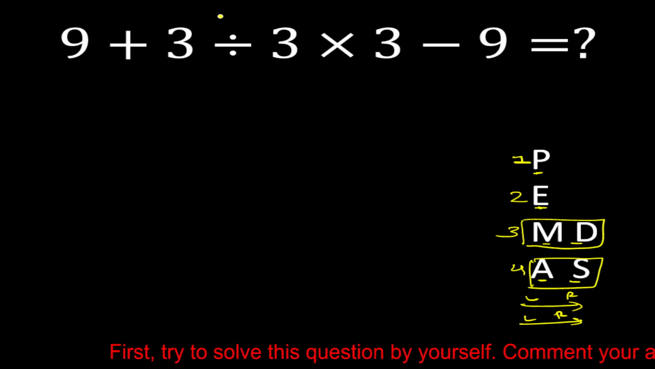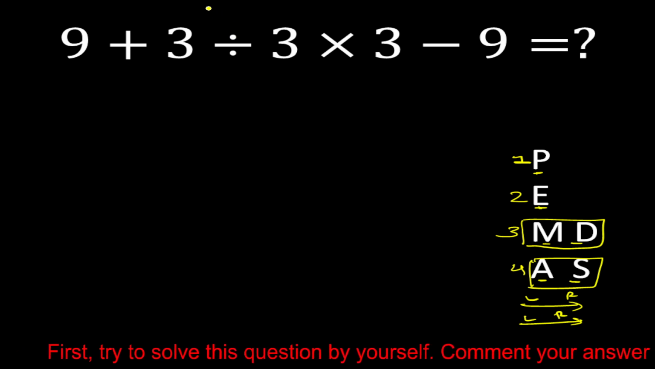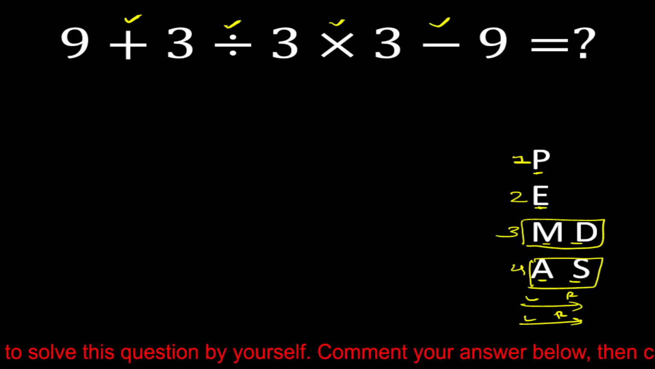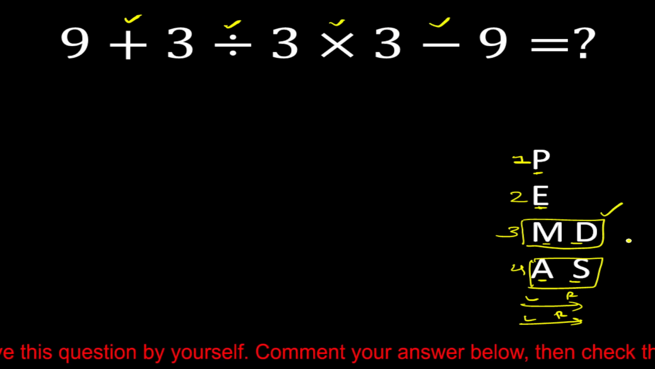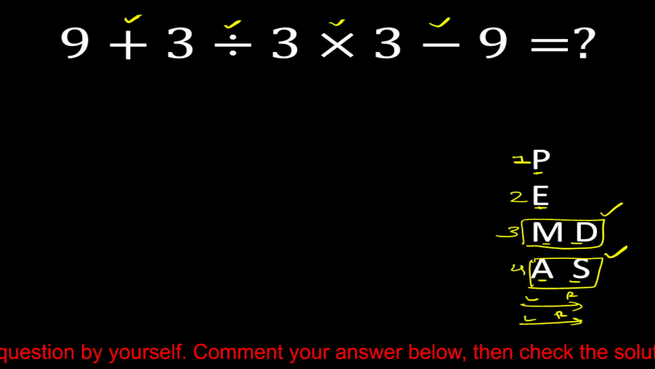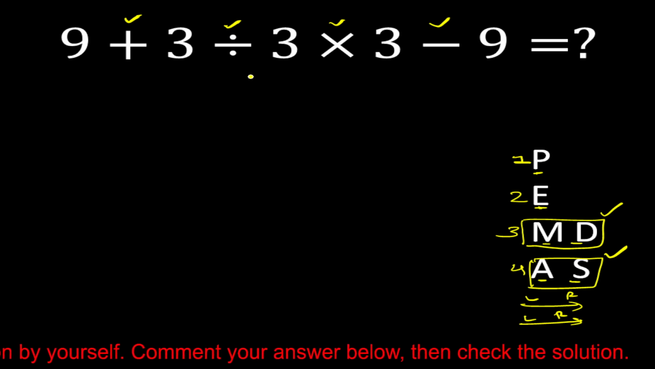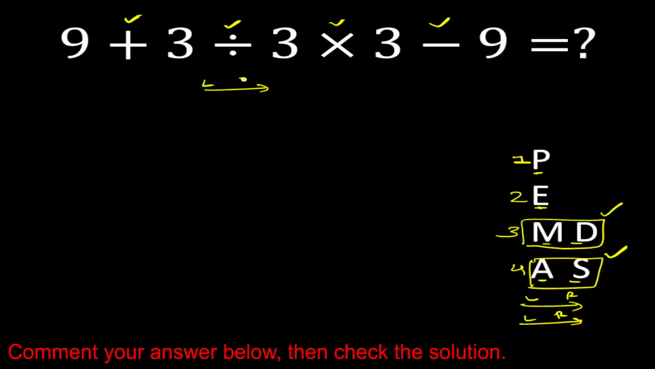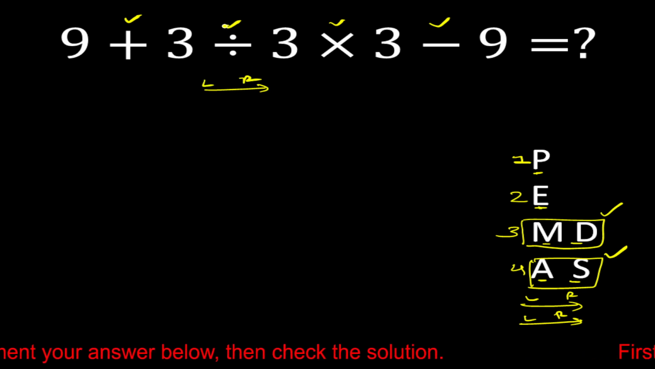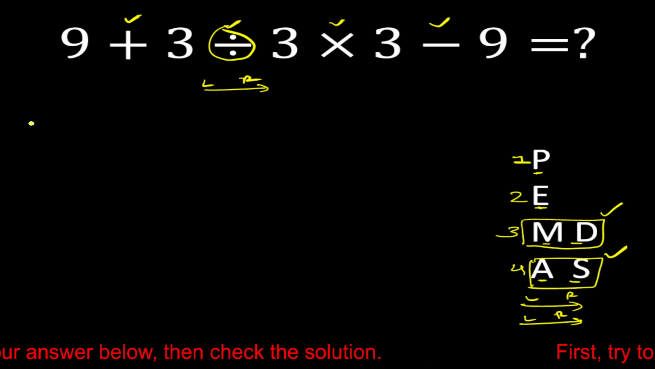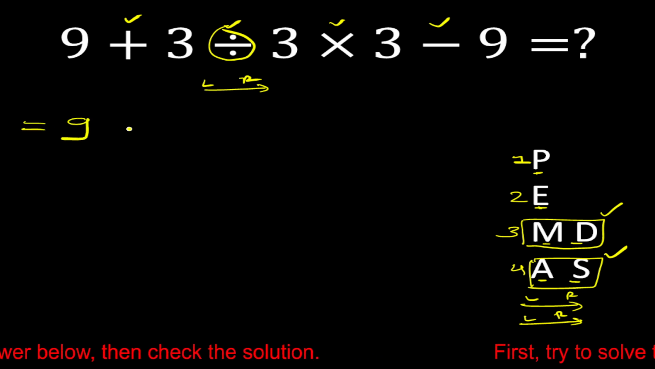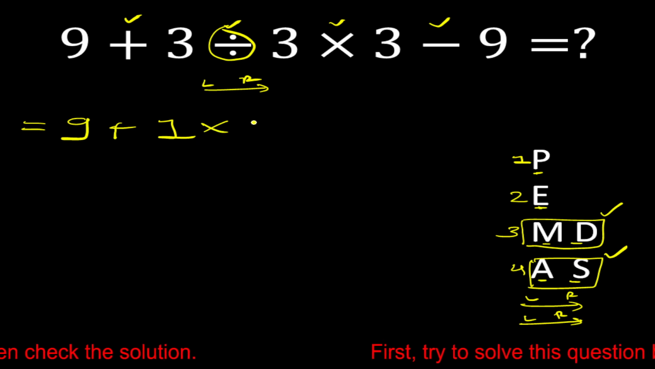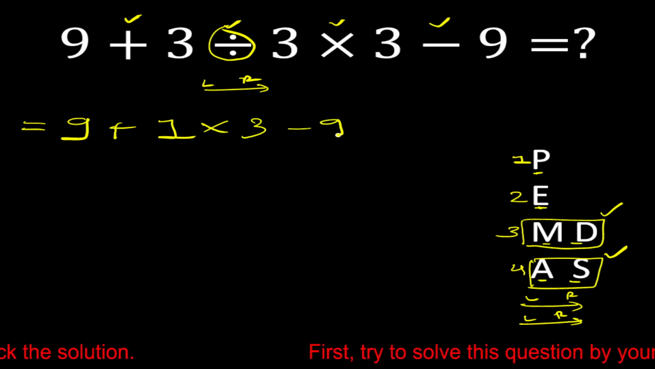Okay. So in this question we have one addition, one division, one multiplication and one subtraction. So first we have to solve multiplication and division, then we have to solve addition and subtraction. But multiplication and division both have equal priority, so we have to solve it from left to right. Okay. So first we have to solve this division. So is equal to 9 plus, now 3 divided by 3 is equal to 1 multiply 3 minus 9.